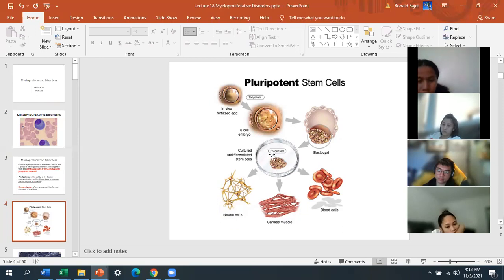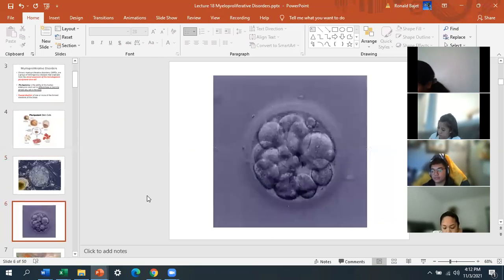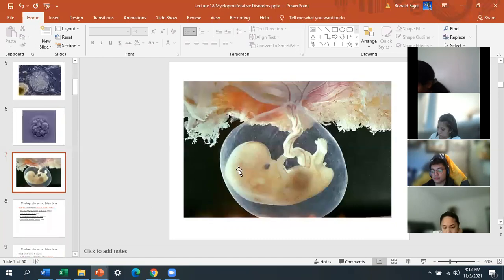At this point, this is the hub. This is the starting point where you get all your differentiation, where defined organs and defined parts of your body start developing. So you get cell division here, you get further cell division, and then finally you get the embryo. Okay.